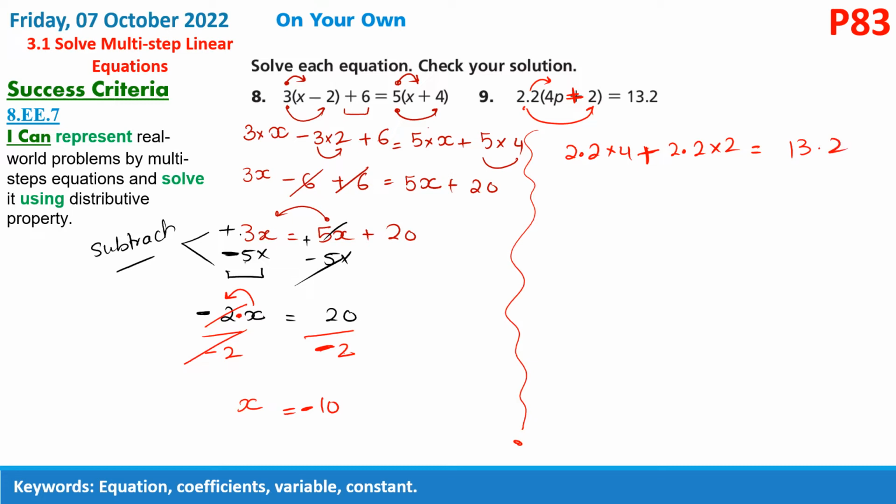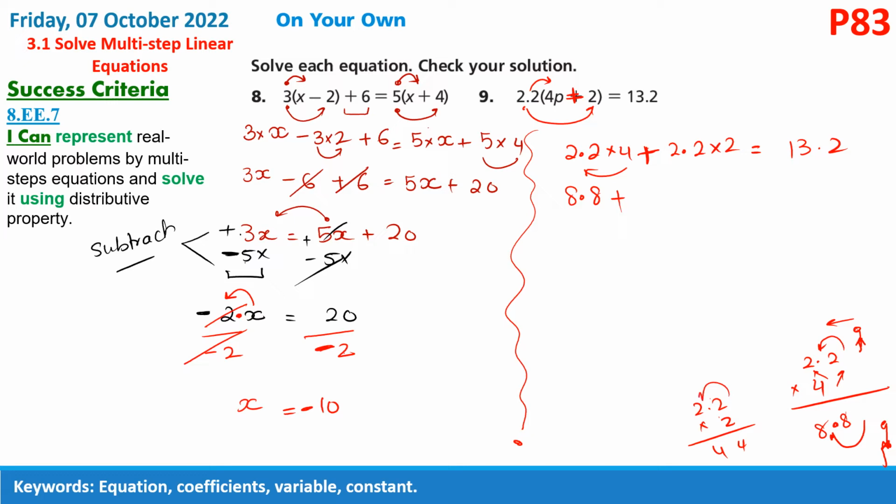Now multiply 4 times 2.2. 4 times 2, 8. 4 times 2, 8. If you are standing here, going from right to left, after one digit there is a decimal. So in your answer also, after one digit you put the decimal. So it will give you 8.8 plus. Now 2.2 times 2. 2 times 2, 4. After one digit there is a decimal. Put the decimal here also after one digit. Write down 4.4. 13.2, just write as it is.